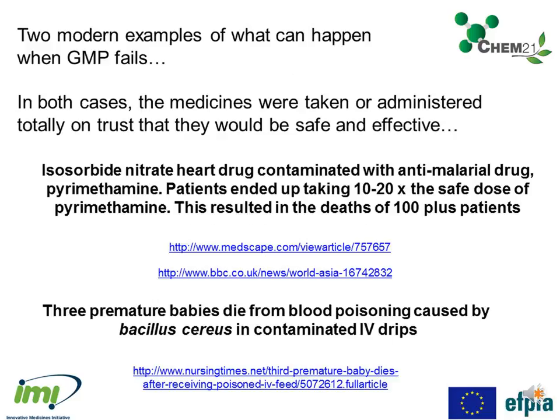Even today, we can see examples of what can happen when GMP fails, and on this slide are two fairly topical examples. In both cases, the medicines were taken or administered totally on trust and that they would be safe and effective. In the first example, a heart drug was contaminated with an anti-malarial drug. Patients taking the heart drug ended up taking 10 to 20 times the safe dose of the anti-malarial. This resulted in the deaths of around 100 plus patients. In the second case, 3 premature babies were killed by blood poisoning, and this was caused by a bacterial contamination in IV drips.